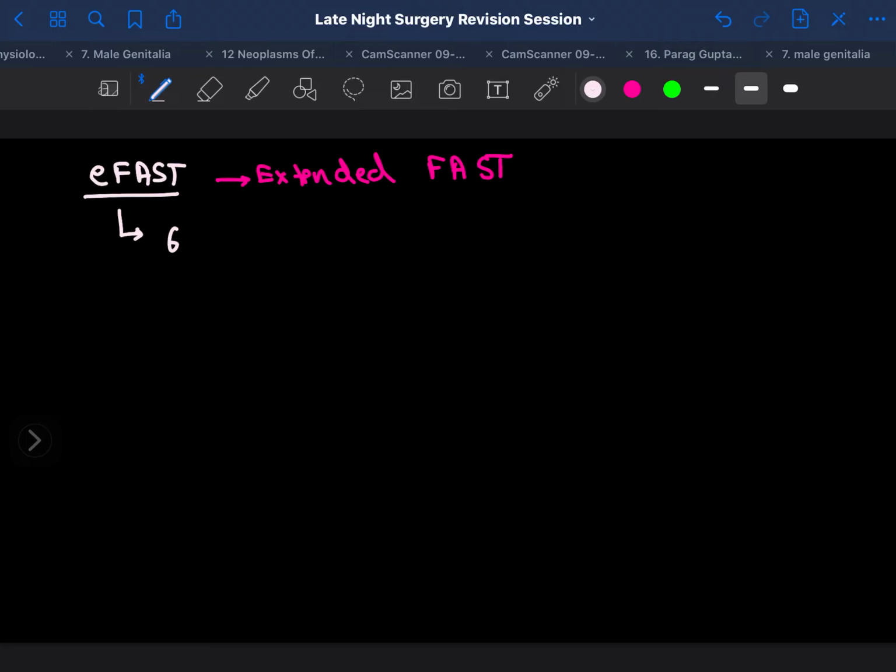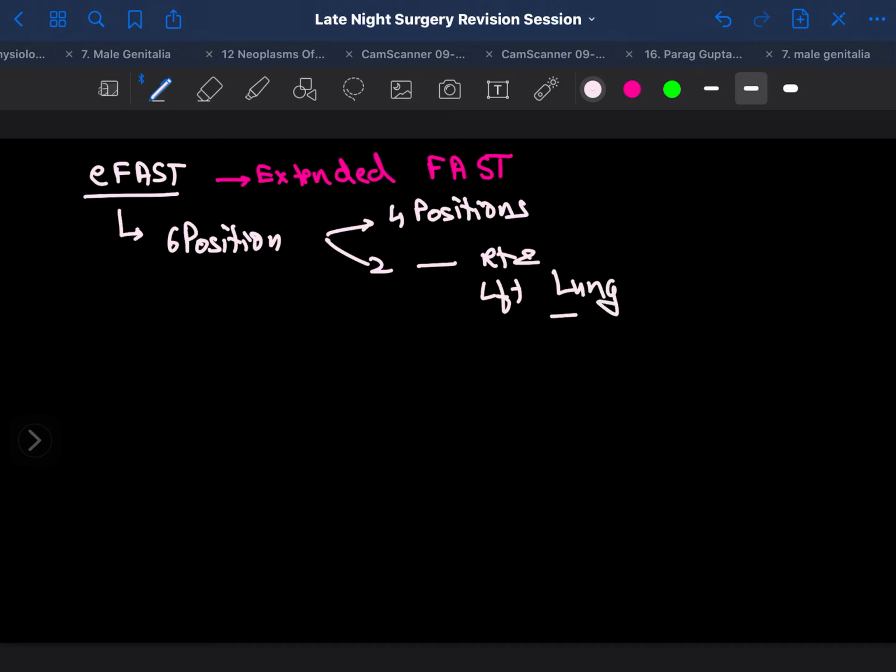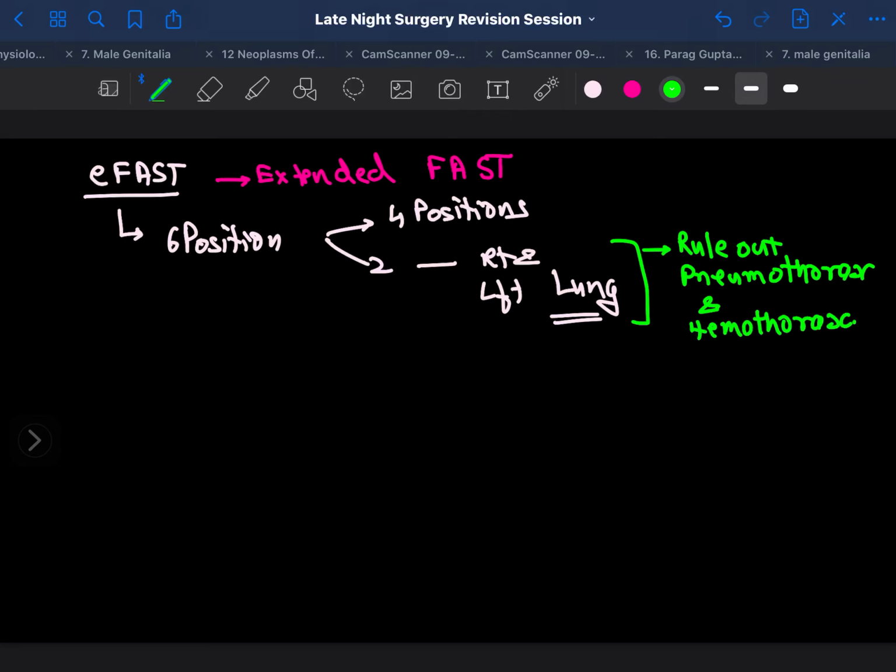In this, you're keeping your probe at 6 positions. The 4 positions already discussed, and the 2 more positions are the right and the left lung field. So you're basically trying to evaluate the right and the left lung along with this. When you keep your probe at the right and the left lung, you're trying to rule out pneumothorax and hemothorax.